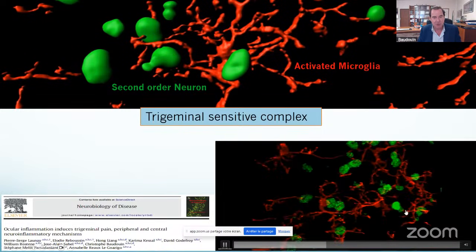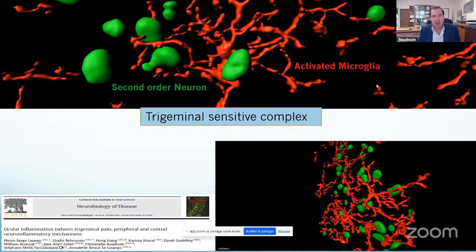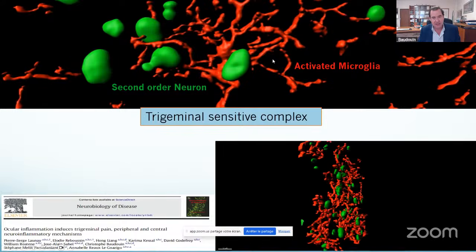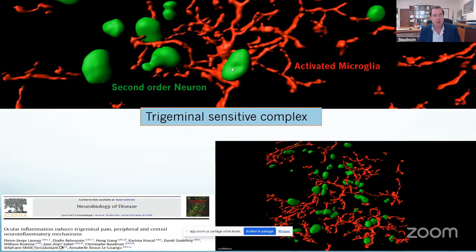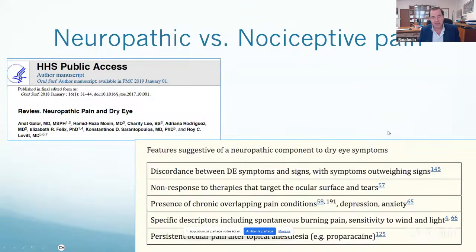This is in animal models. In the brain stem, the stimulation of the neurons in green, there is an overstimulation of the nuclei of the neuron, and in red you have the observation of the glia, the microglia that is continuously activated. This is a biological observation, histopathological observation of pain in the brain, despite the fact that the cornea has improved.